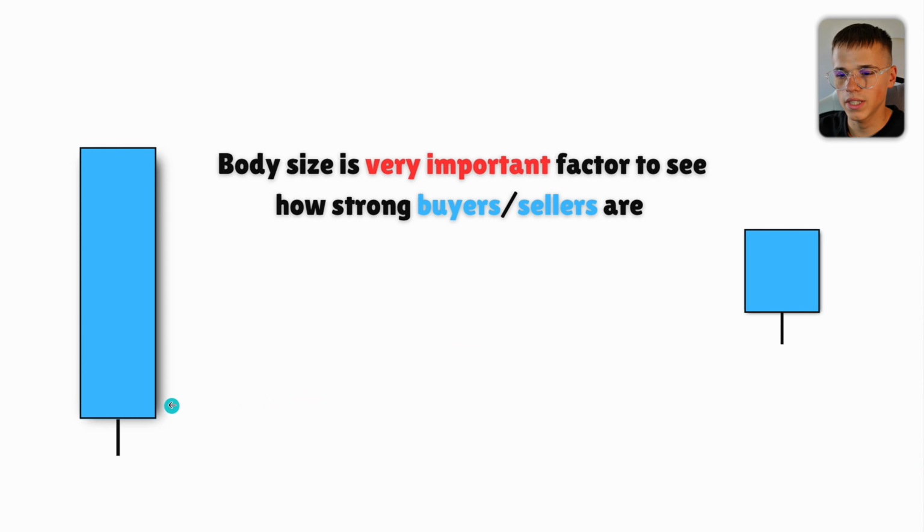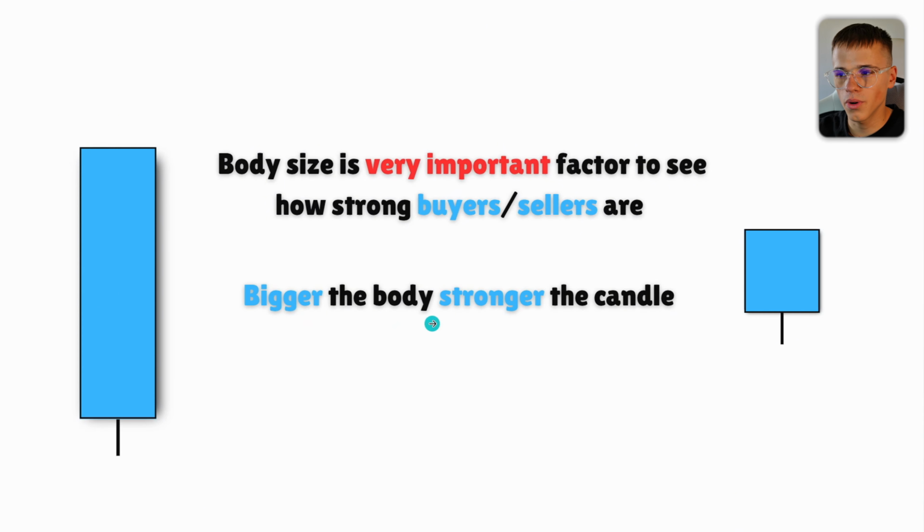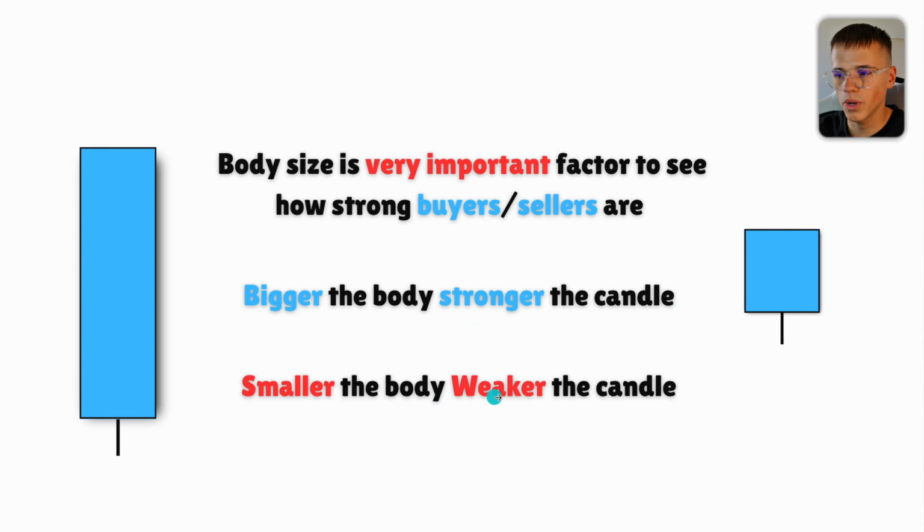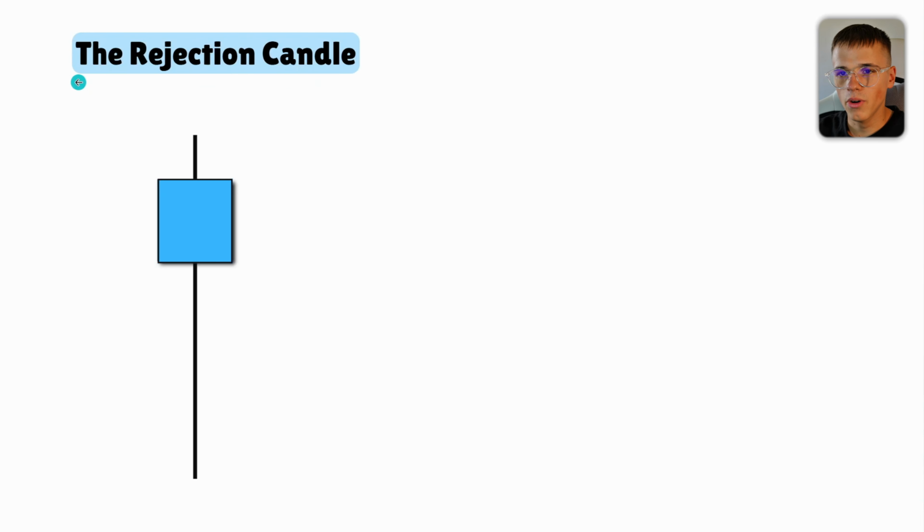Also, one very important thing to know is that body size is very important, because if we see a huge body like this to the upside, we know that there are a lot of buyers in the market right now that are pushing the market to the upside. And if the body is small like this one right here, we know that there are not a lot of buyers. There are still buyers, but not as many as here. So the price is more likely not to go to the upside like in this example right here. And that just equals to: the bigger the body, the stronger the candle, and the smaller the body, the weaker the candle, and that's it. And now we can move on to another candle, and it is basically the rejection candle.